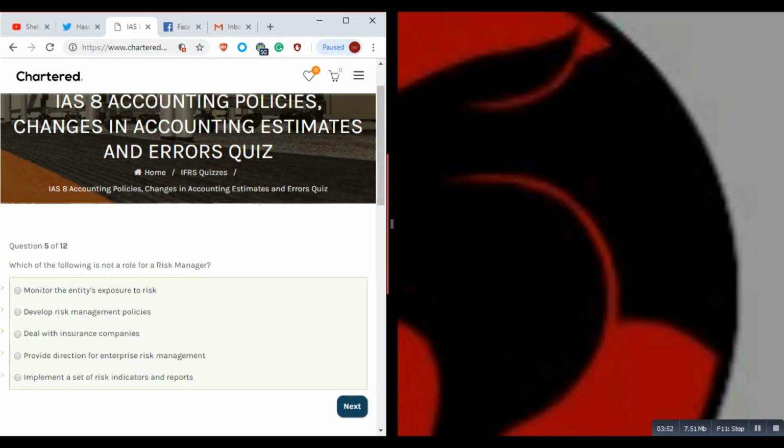Which of the following is not a role for a risk manager? Monitor the entity's exposure to risk. Develop risk management policies. Yes, that is a role. Deal with insurance companies. Yes. Provide direction for enterprise risk management. Yes. Implement a set of risk indicators and reports. Yes. Monitor the entity's exposure to risk.